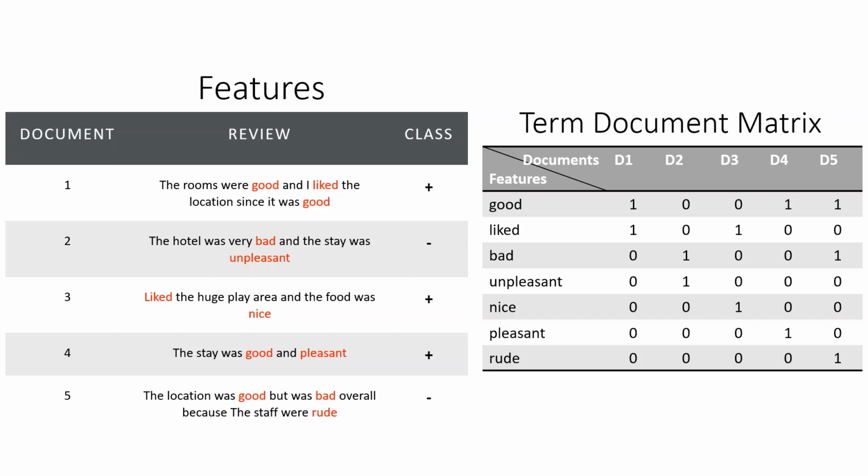But when we populate the term document matrix, we say that good occurs once in D1 to state that there is an occurrence of good. But good does not occur in D2, so it is given as 0. It occurs in D4, so it is given as 1. It occurs in D5 and it is given as 1. Remember, we do not write the frequency. We only write the presence or absence of a feature.